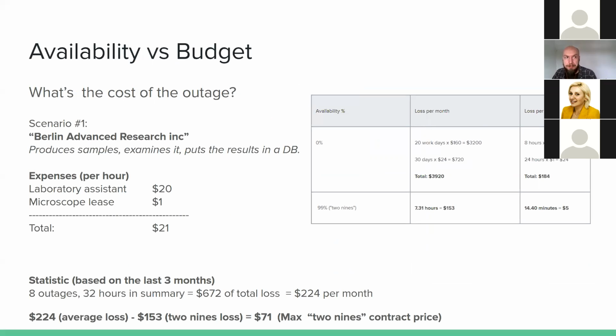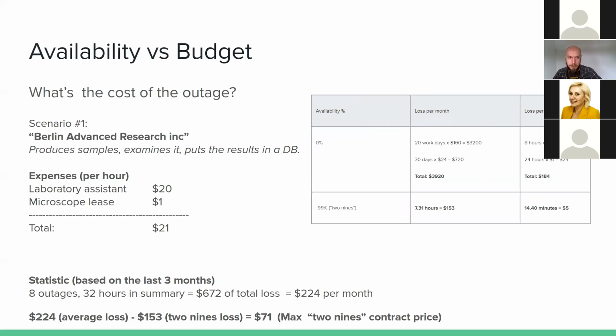For example, let's imagine we have a fresh startup. It's not profitable yet. We just produce some samples. We have one laboratory assistant and one microscope. You use this to analyze data samples and put results in a database. Here's the cost. It's the only cost that you have, for simplicity.